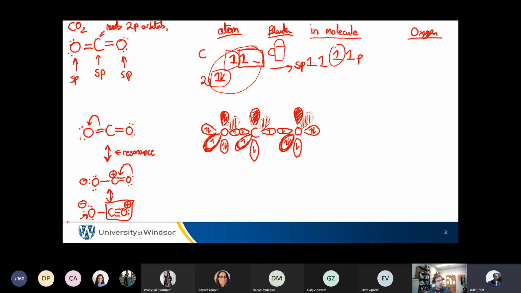But yeah, so if you're not looking at the resonance structures, oxygen is sp2, yes, but you're always looking at the resonance structures. If you're not looking at the resonance structures, you're doing it wrong.